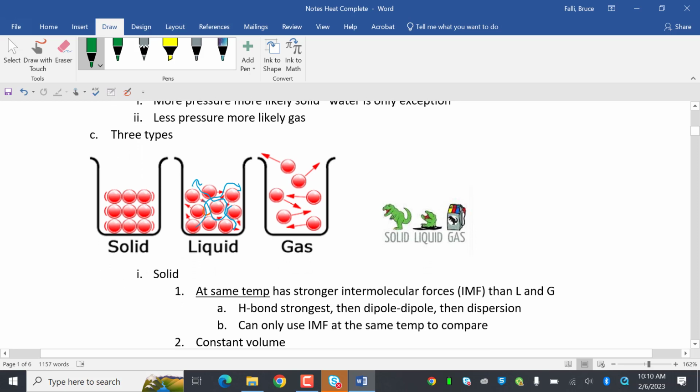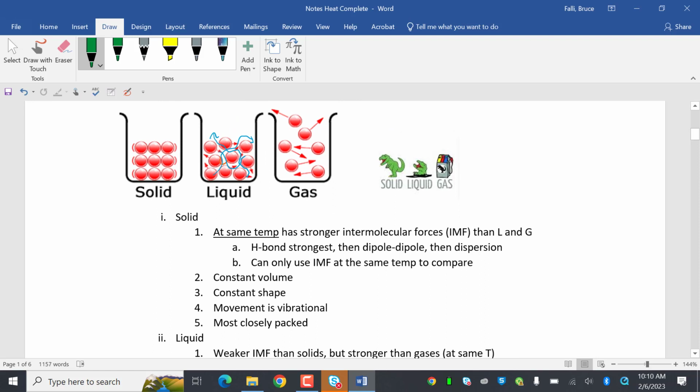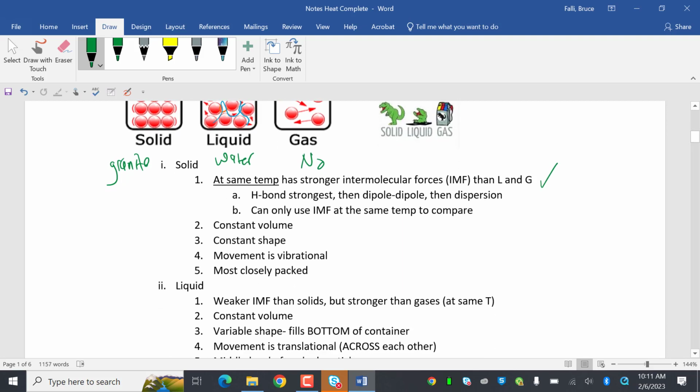Solids vibrate, right? So assuming these are all at the same temperature, solids have stronger intermolecular forces than a liquid and a gas. Let's say I've got granite, water, and nitrogen at the same temperature. Why is granite a solid? It has stronger intermolecular forces. H bonding is the strongest force, then dipole, then dispersion. A little review there. You can only use intermolecular forces to compare at the same temperature.